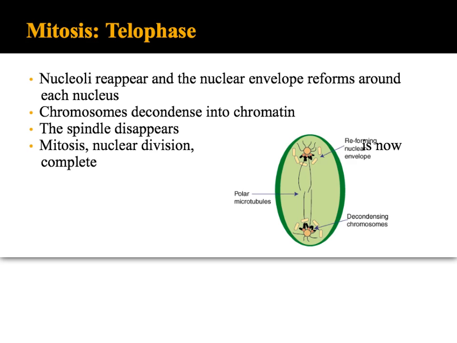So my chromosomes are going to decondense, they're going to go back to their spaghetti chromatin form. I'm going to get rid of my spindle, it's done its job, it's already pulled the chromosomes apart, I don't need it anymore. And my nuclear envelope's going to reform. I'm going to start to make two distinct nuclei. And at this point, the division of the nucleus, or mitosis, is complete.